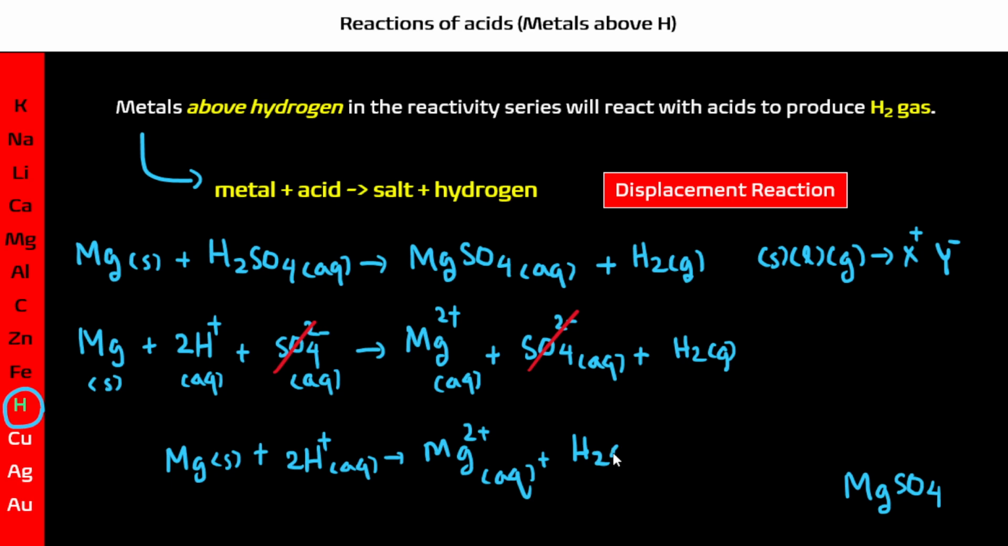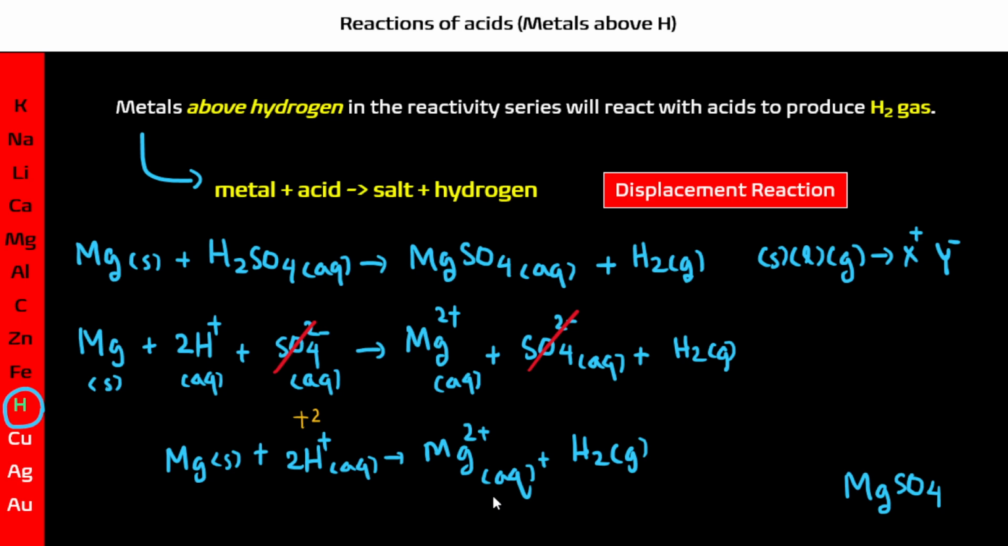Now, in order to make sure that your equation is right, you should always check if your equation is balanced. I have 1 Mg. I have 2 hydrogen. I have 2 hydrogen. I have a charge of 2 multiplied with 1, so this is +2. And on the right side, I have +2 as well. So I know that I have the correct ionic equation.